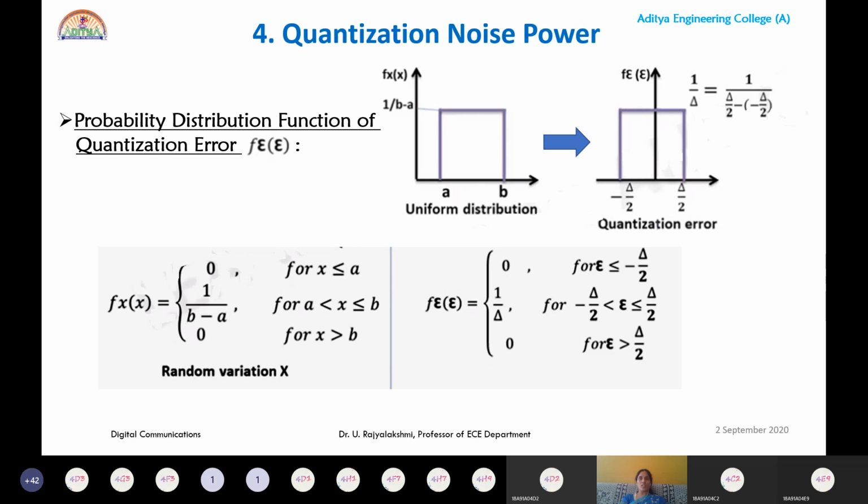Beyond that, no distribution function exists for the quantization error. Is this slide okay? From this slide, we can conclude the probability distribution function of quantization error, Fe of E, equals 1 by delta for the error that lies between minus delta by 2 and plus delta by 2. Beyond that range there is no distribution function, so Fe of E equals 0. Please remember this equation: magnitude is 1 by delta whenever the error lies between minus delta by 2 and plus delta by 2. Now, let us move to the next slide.